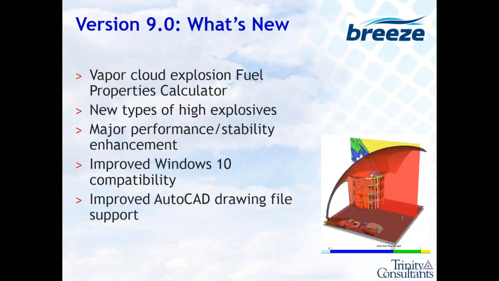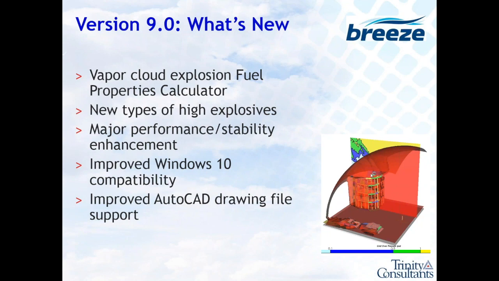So now we'll talk about what's new in version 9. These are the main new features in version 9, aside from just bug fixes that we are always implementing. First, there's a new vapor cloud explosion fuel properties calculator. This basically allows you to bring any type of vapor into the model. So you can model any flammable vapor, not just a select set that we have built into the program.